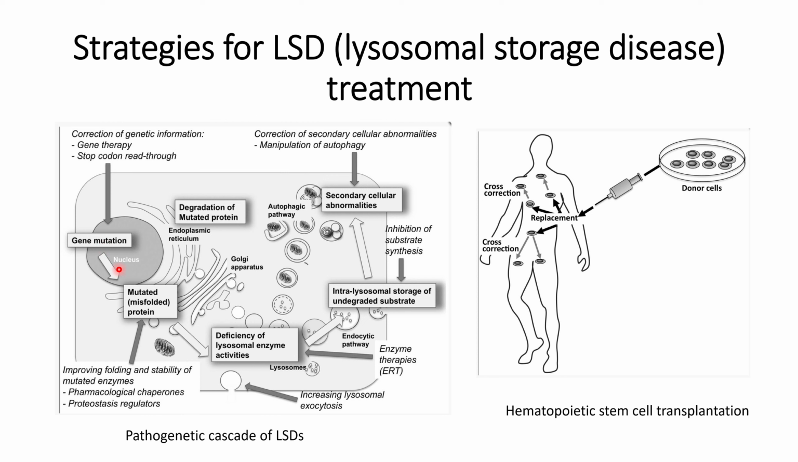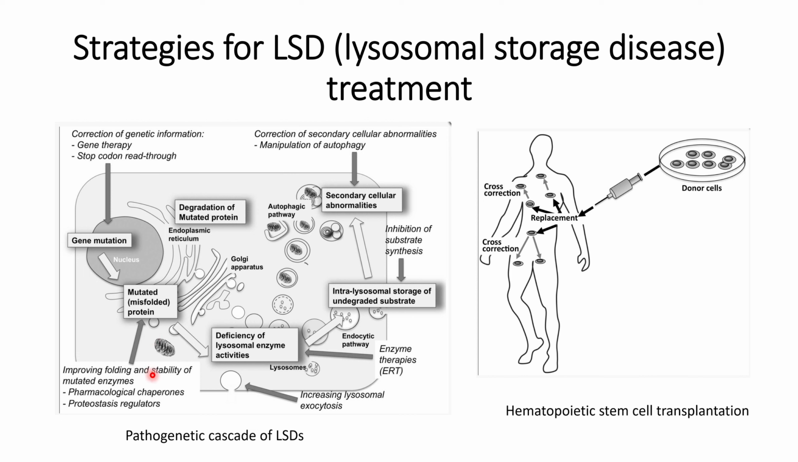The next step is that if we are not able to correct the gene mutation, then this gene mutation might lead to a misfolded protein that might not be functional. That can be improved by using pharmacological chaperones. As we know, chaperones are proteins that help other proteins acquire their native structure, so that they will have a uniform post-translational modification, and they will function as a normal protein.